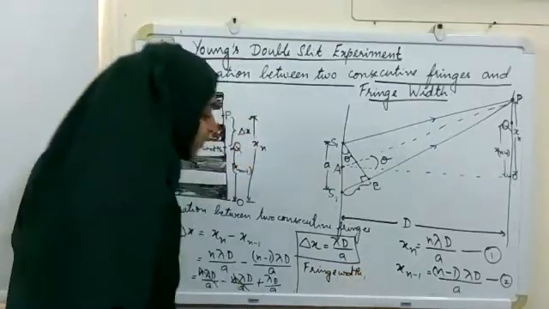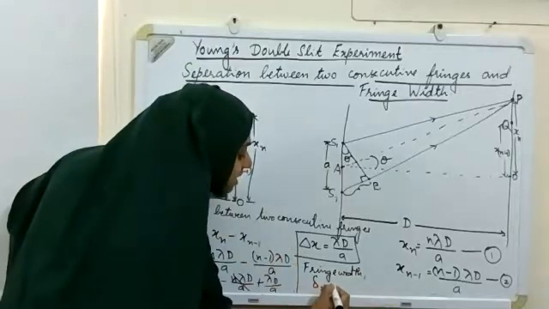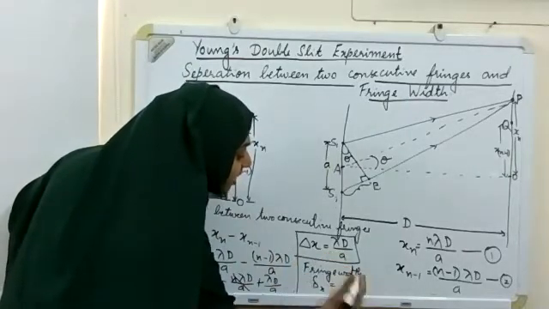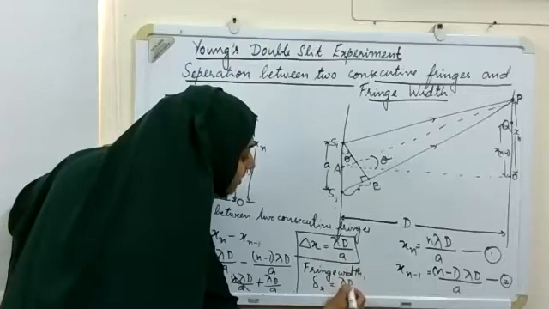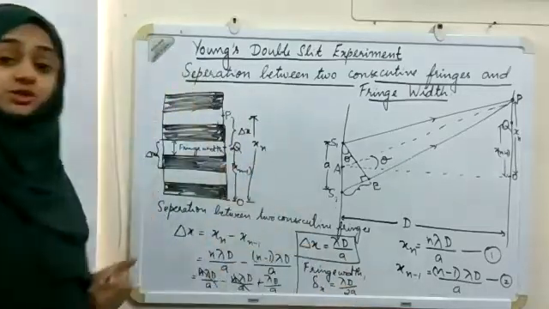In your textbooks, the expression for fringe width is delta x equal to this divided by 2, that is lambda D by 2a. So this is the fringe width.